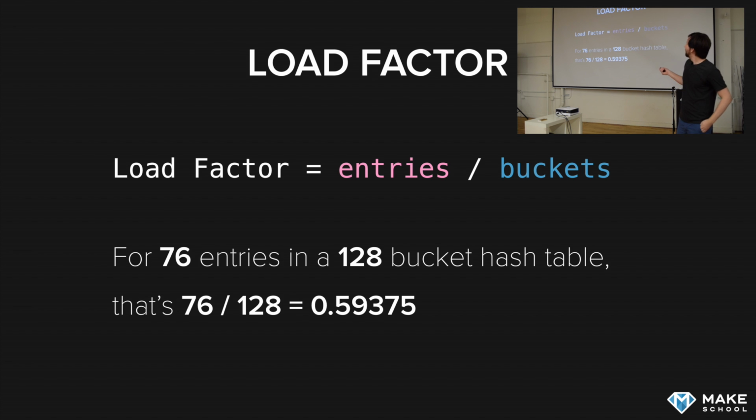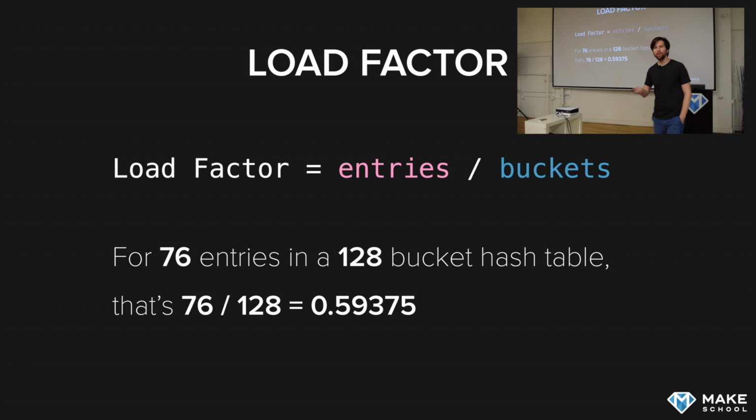So load factor is a very simple calculation. It's just the number of entries divided by the number of buckets. So if you have 76 entries in a hash table with 128 buckets, then that's 76 divided by 128, or 0.59375. That's your load factor.